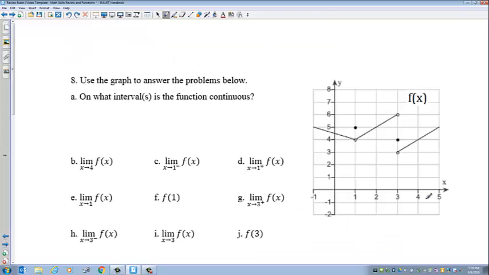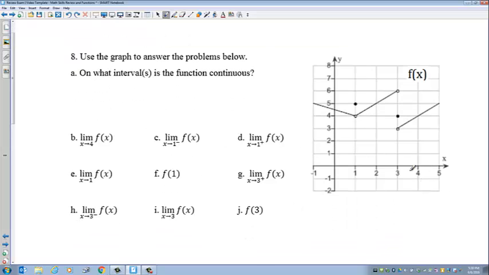All right, let's look at the last problem, number 8. We want to say on what intervals a function is continuous. And so it's actually pretty easy. You just trace the graph, and wherever you have to jump, you have a point of discontinuity. So this function is going to be continuous on negative infinity to positive 1.